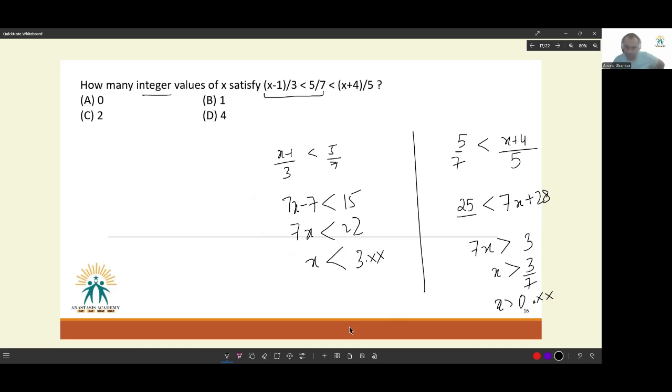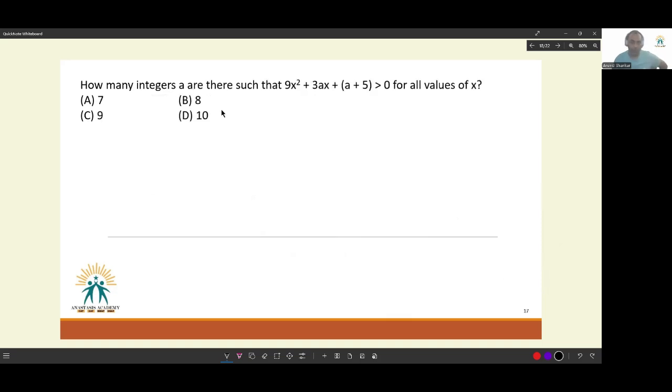Have I made a mistake here? Yes, I have. This will not be 3. This will be minus 3. The option 3 is not present at all. This will be minus 3. So x is greater than minus 0 point something something. So if x is less than 3 and x is greater than minus 0 point something something, the acceptable values of x are 0, 1, 2, 3, or 4 values x can take. 4 integral values x can take. The correct answer is option D, 4.